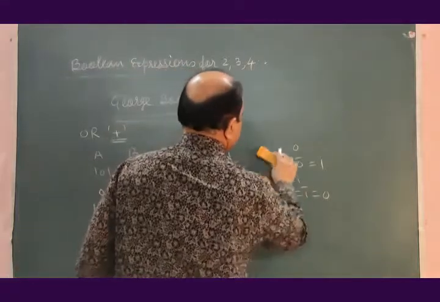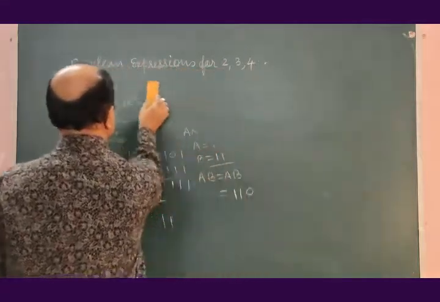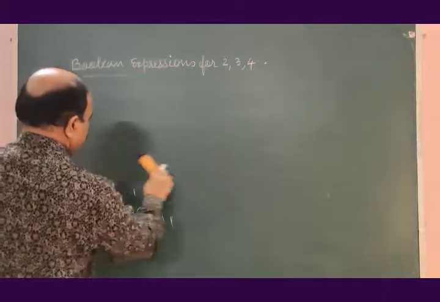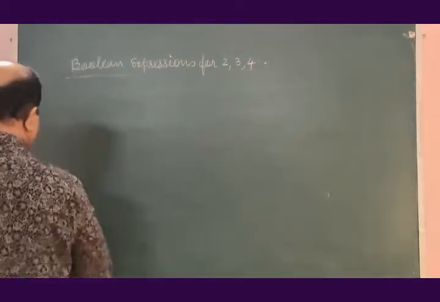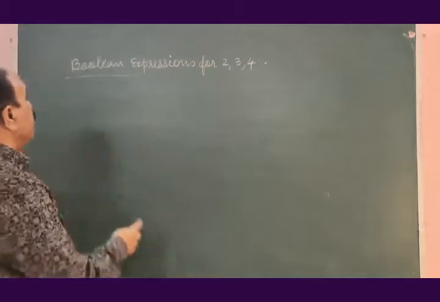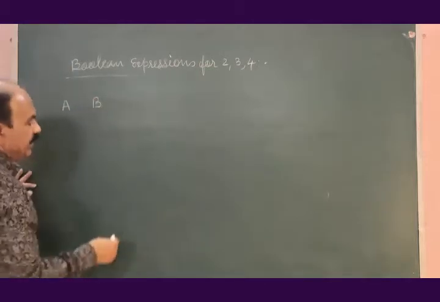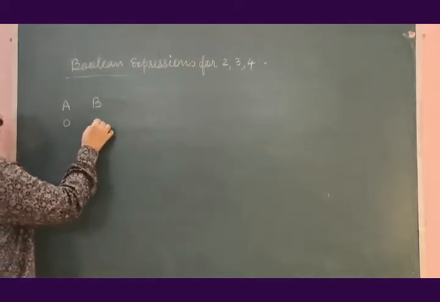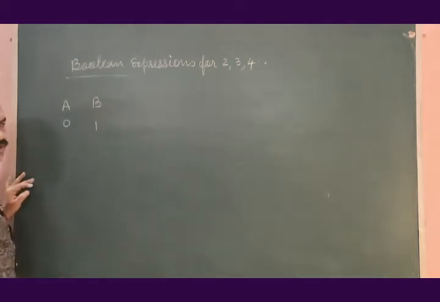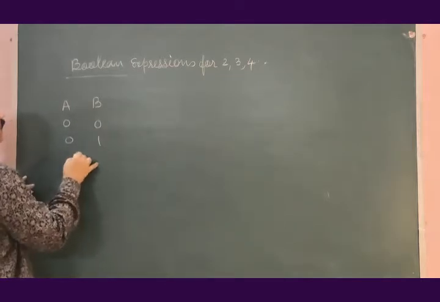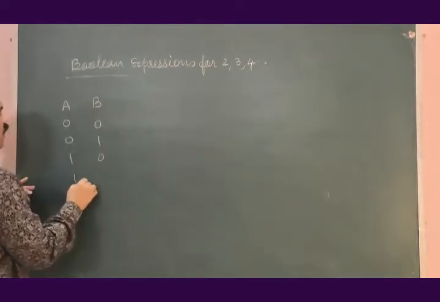Let us first consider 2 inputs. Input A, input B, possible combinations are 0 0, 0 1, 1 0, 1 1.